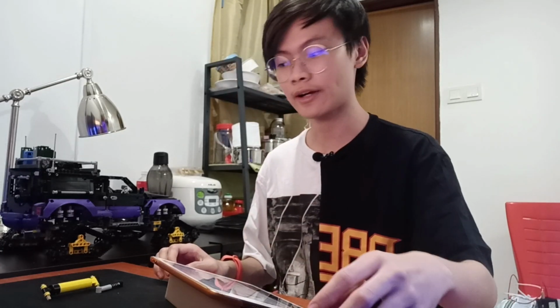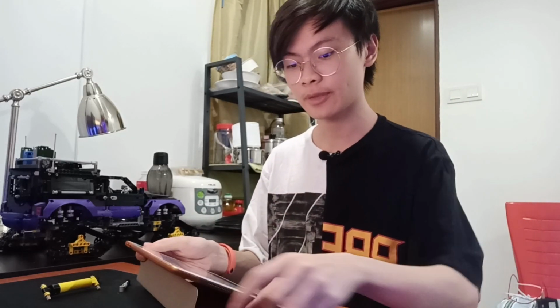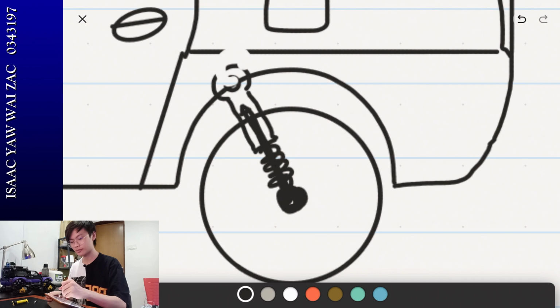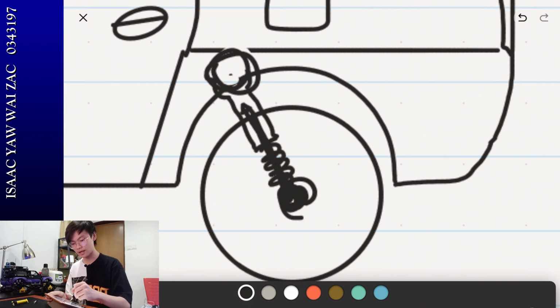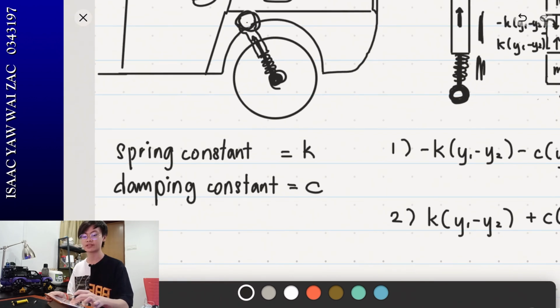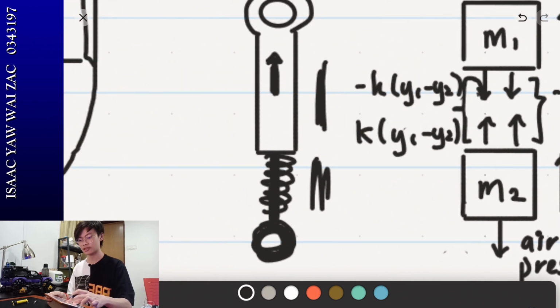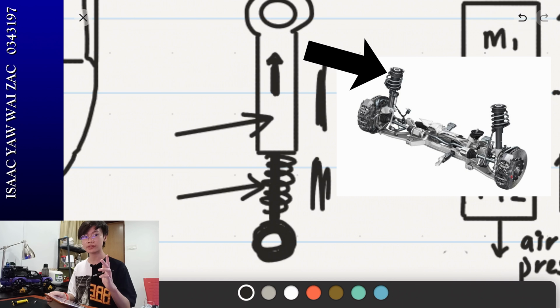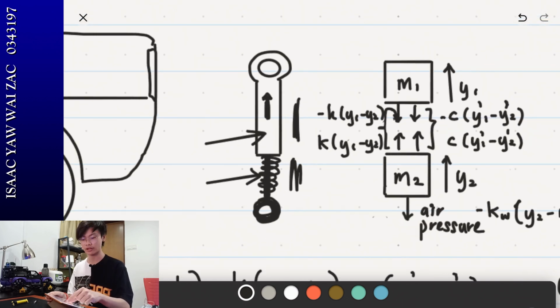Okay, so now for the next part, I'll be explaining how to derive the ODE equation for the suspension. As you can see here, for the suspension shown on my screen in the car, we have the suspension holding the mass of the car and also the mass of the wheel plus the driving system. In the suspension, we have the damping part and the spring part. So we have two constants, which are the damping constant and also the spring constant.